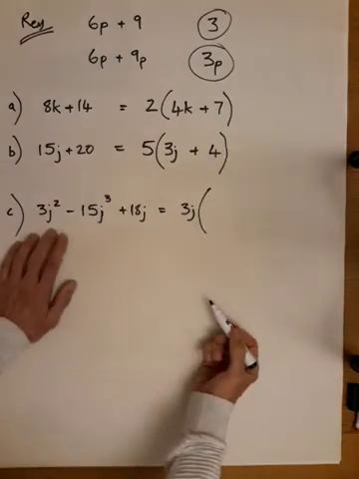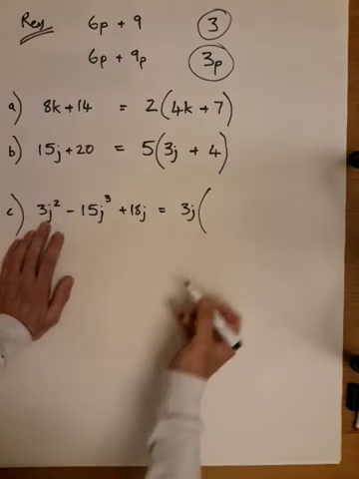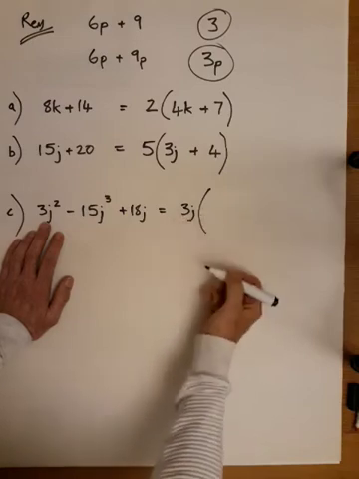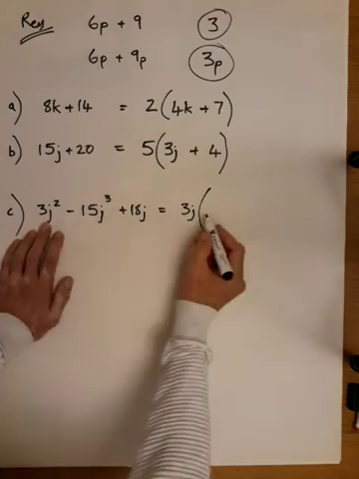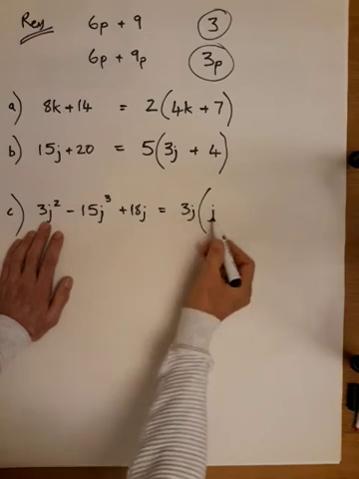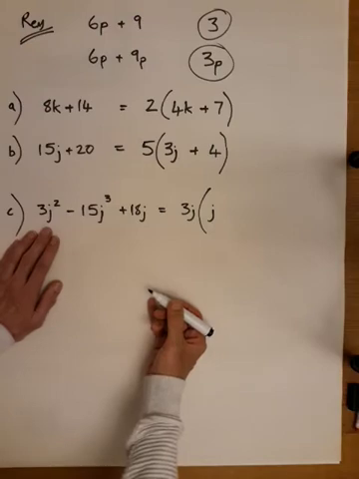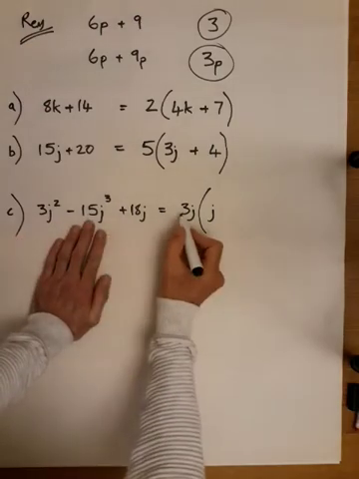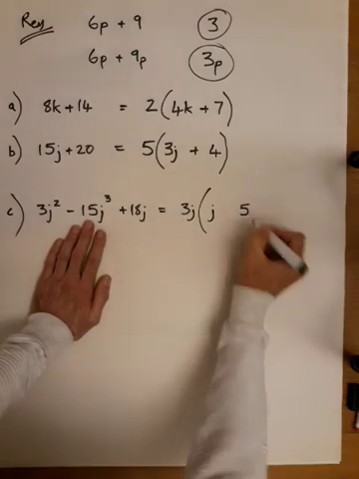Then ask yourself the question, how do I get 3j squared? Well, if I put 1j, 1 times 3 is 3, and j times j would give me 3j squared, but we don't write the number 1, I would just write j. 3j times j is 3j squared. Let's move on to the next one. So I want 15. 3 times what will give me 15? And the answer is 5.